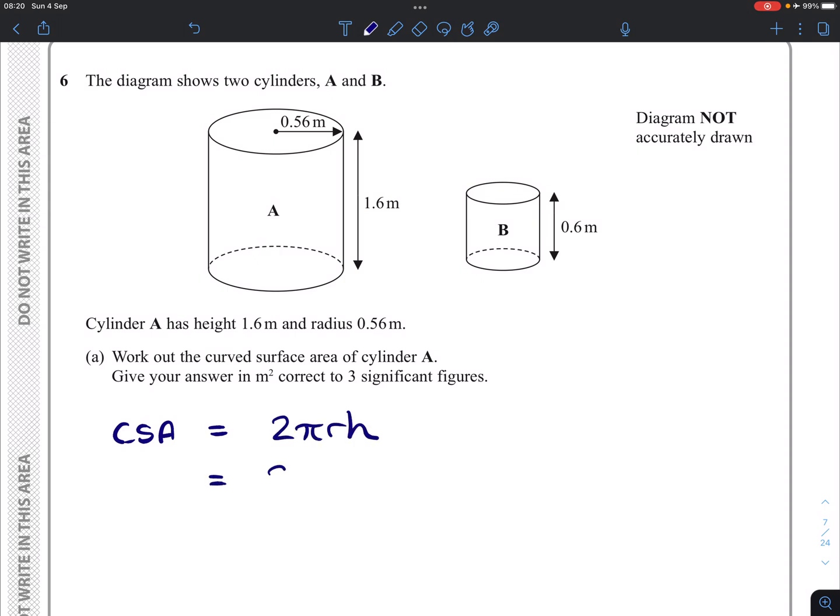So we have 2 times pi times the radius, which is 0.56, times the height, which is 1.6. I should also mention at this moment the answer needs to be in meters squared, and our measurements that we're using in our formula are both meters, so there's no conversions that need to be done there. And then the calculator is going to do the hard work.